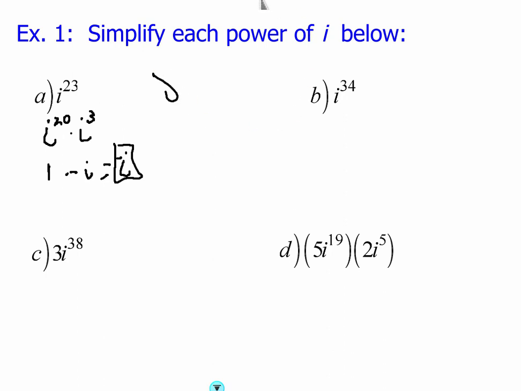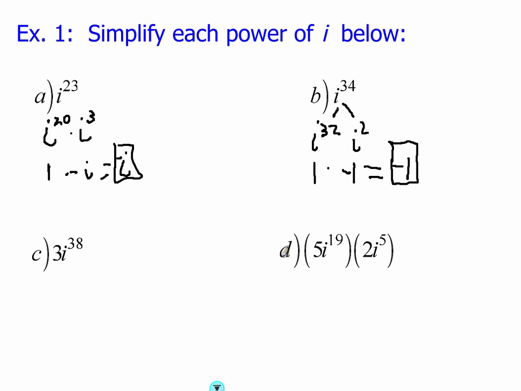All right, so we can do the same thing with i to the 34th. If I look at i to the 34th, the biggest multiple of 4 that is less than 34 is i to the 32nd power. And then 34 minus 32 is 2, so that's i squared. i to the 32 is just 1, because it's the same thing as i to the 4th, and i squared is equal to -1. So this is 1 times -1, which is -1. So that is the simplified version of this one.